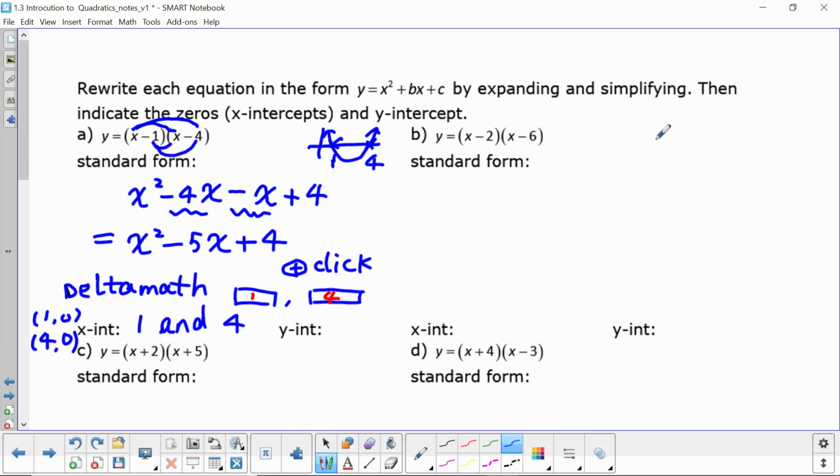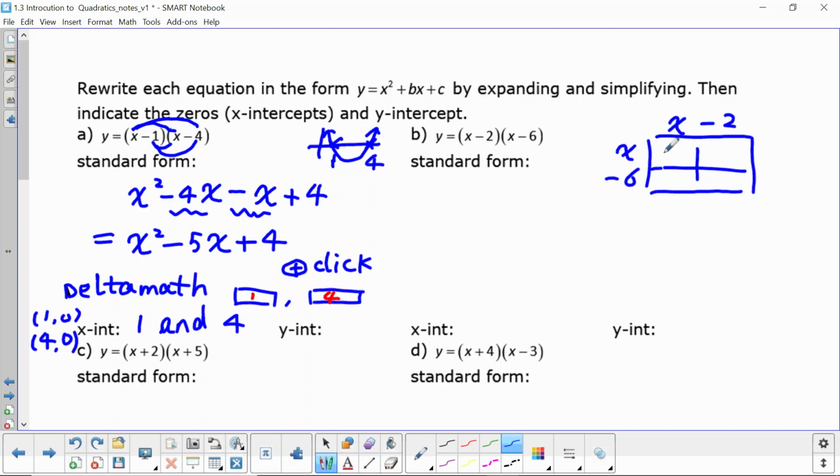So for standard form this time, I want to show you the box method. So pick one method, either this rainbow method or the box method. You don't need to know both of them, one of them is okay. So one side is x minus 2, another side is x minus 6. You could switch them, x minus 2 here, x minus 6 here. The final answer will be the same.